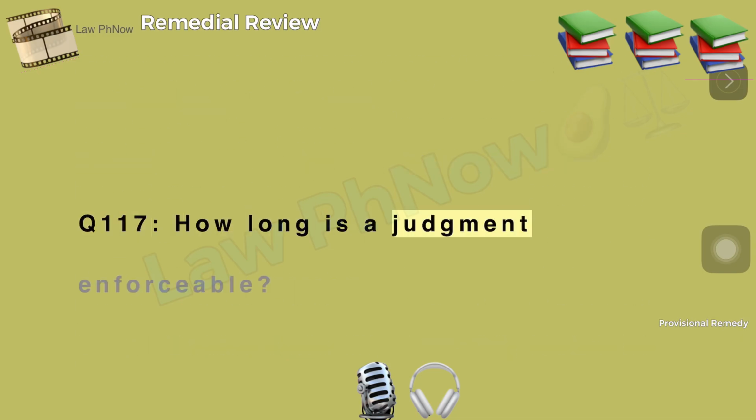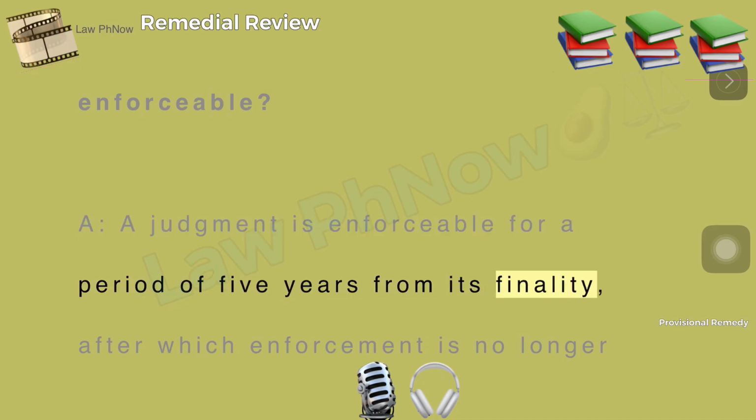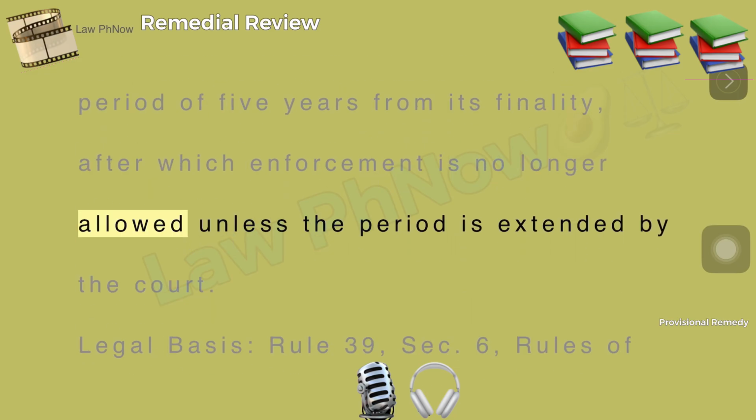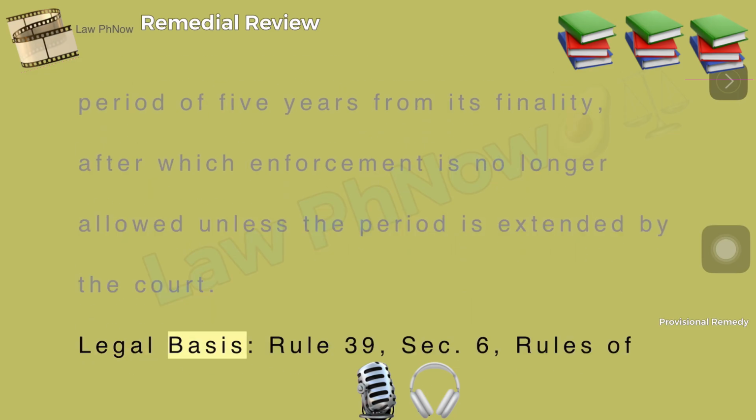Q117. How long is a judgment enforceable? A. A judgment is enforceable for a period of 5 years from its finality, after which enforcement is no longer allowed unless the period is extended by the court. Legal basis, Rule 39, Section 6, Rules of Court.